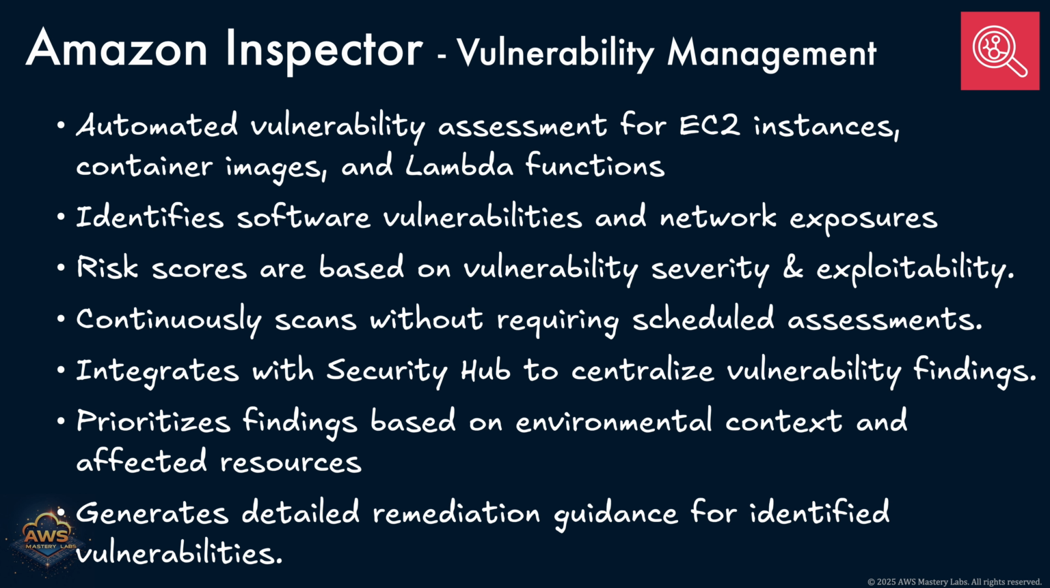For every vulnerability it detects, Inspector assigns a risk score based not only on industry standard CVSS severity, but also on how exploitable the issue is and whether the affected resource is exposed to the internet or holds sensitive data. This context-aware prioritization helps security teams focus on what matters most, rather than being overwhelmed by a long list of issues. All findings from Amazon Inspector are integrated with AWS Security Hub, giving you a centralized view of your overall security posture across multiple AWS accounts and services.